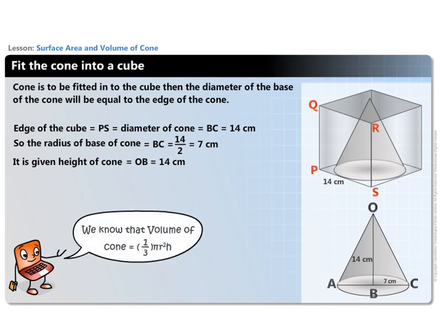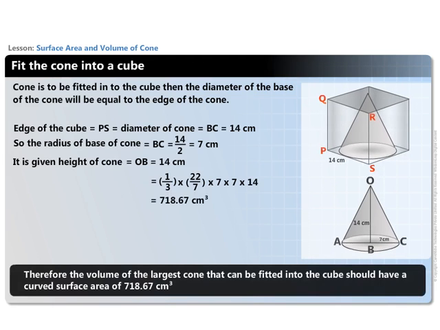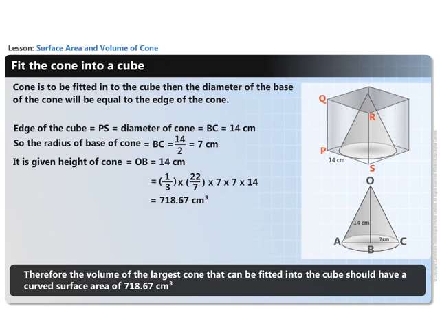We know that the volume of a cone is equal to 1 by 3 pi r square h. Substituting the known values and simplifying, we get the volume of the cone as equal to 718.67 centimeter cube. Therefore, the volume of the largest cone that can be fitted into the cube is 718.67 cubic centimeters.